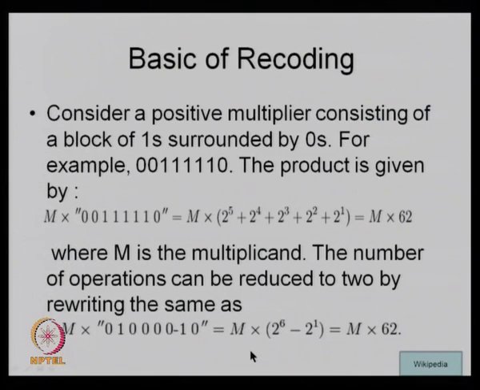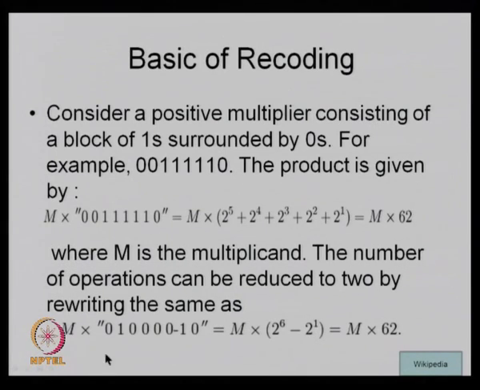So, now what operations am I performing? Right now, I was performing 1, 2, 3, 4, 5 operations. Okay. I can now reduce to only 2 operations. This is essentially the basic thinking in recoding.